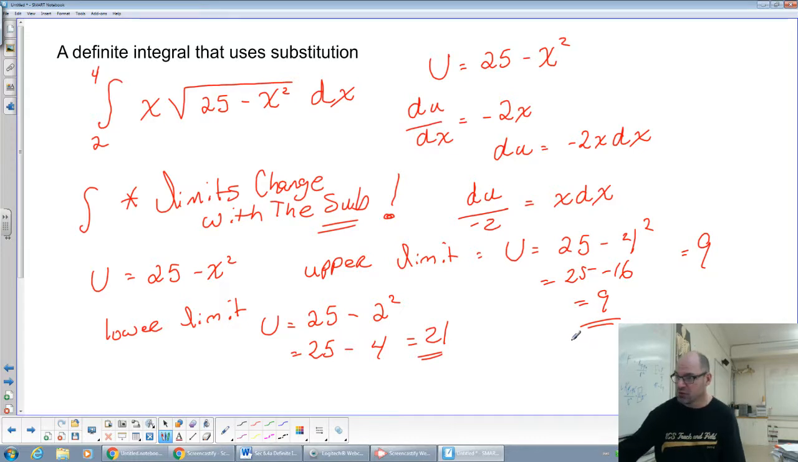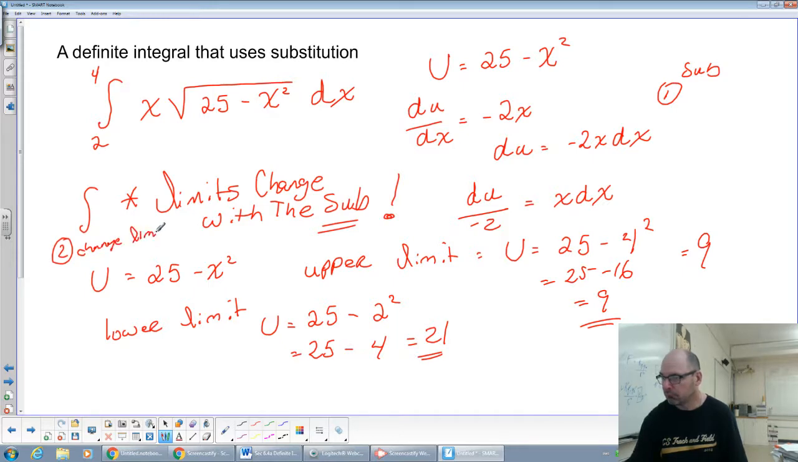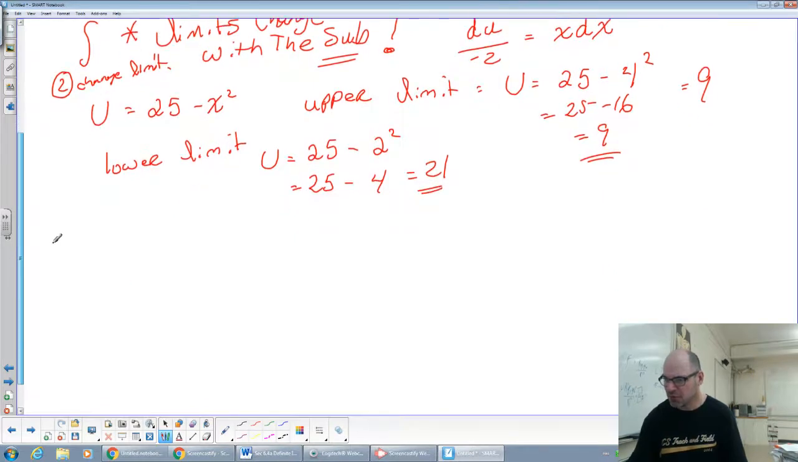So now, once we do that, I should probably write this out as steps. Step 1 is do our substitution. Step 2, change limits. Step 3 is write out the equation in terms of u.